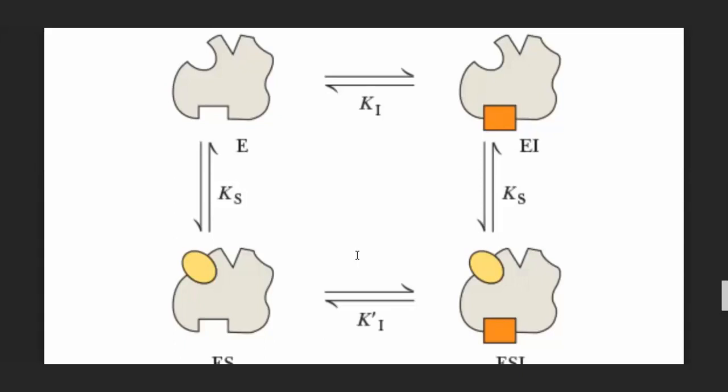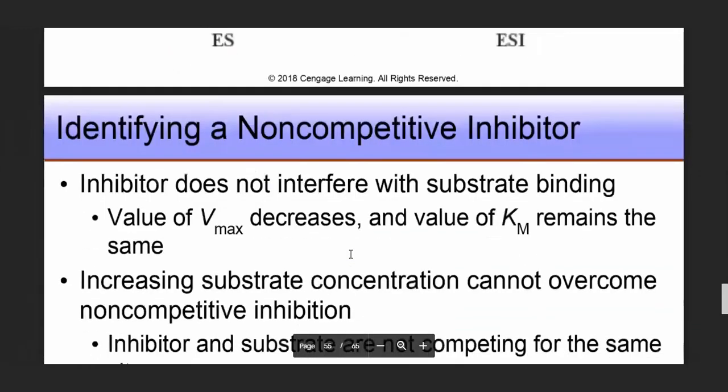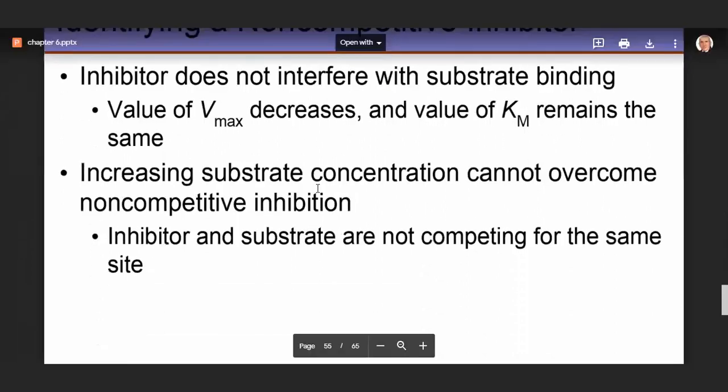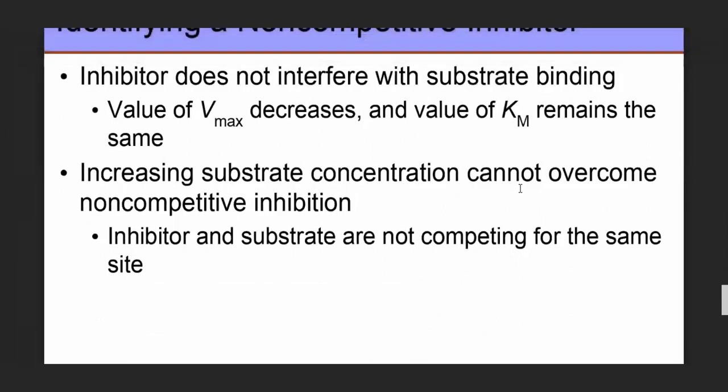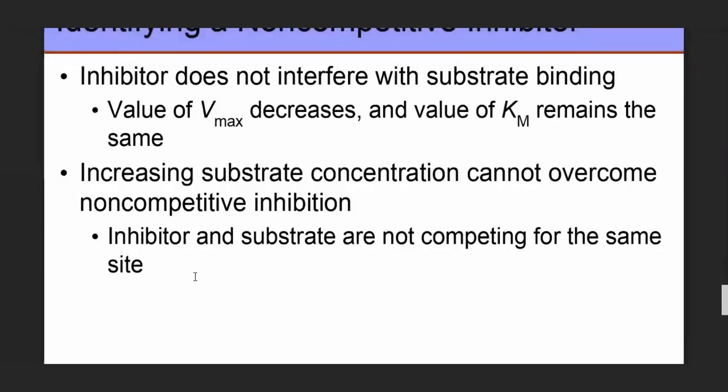So notice, in non-competitive inhibition, how do we identify this type of inhibition? The inhibitor does not interfere with substrate binding, so the value of Vmax decreases and the value of Km remains the same. And increasing substrate concentration cannot overcome non-competitive inhibition. So inhibitor and substrate are not competing for the same site, because each one binds to a different site.